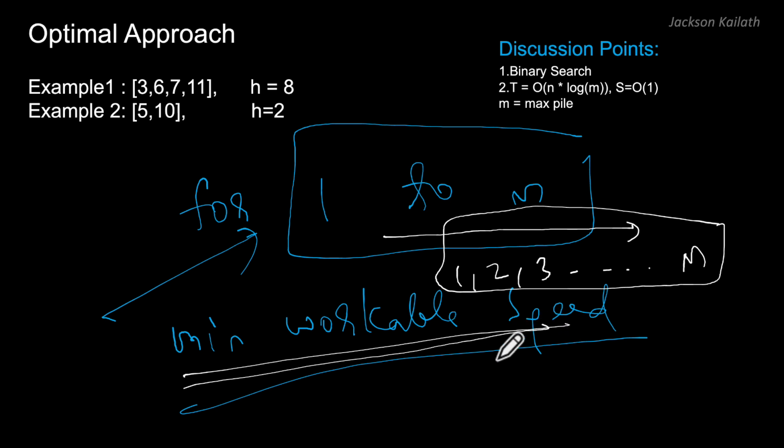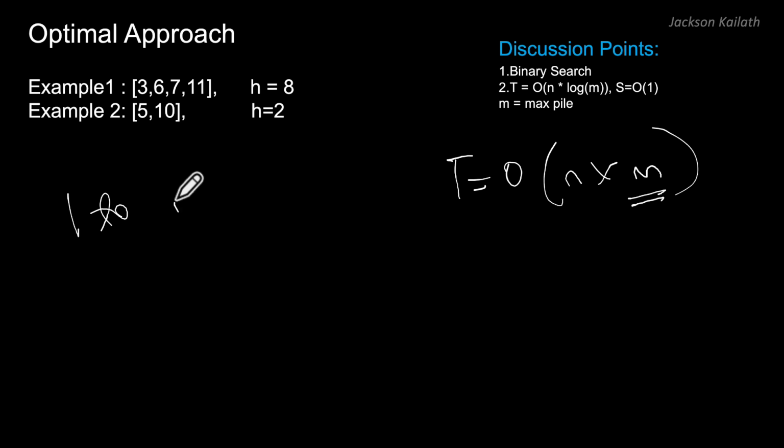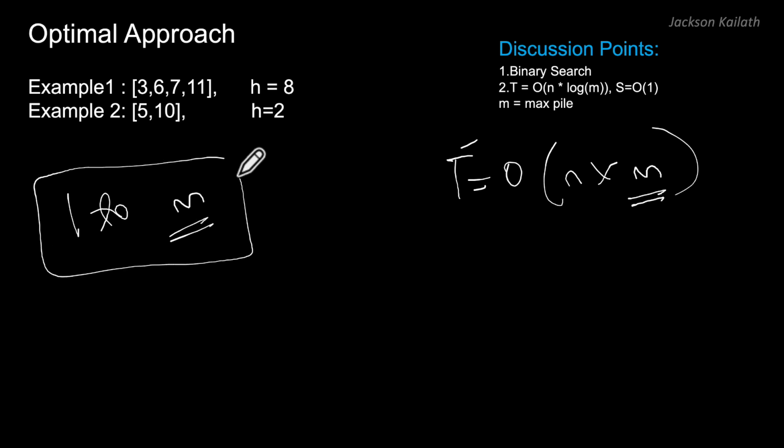Because if we can do that, then notice our initial time complexity was O of n into m. Okay, and we had m over here because we had to go from 1 to m, where m is max of piles. But if we are searching for something which is ordered, and you can see the values over here are ordered, so we can use binary search, and in that case finding the minimum workable speed would not take m operations but rather just log of m operations.